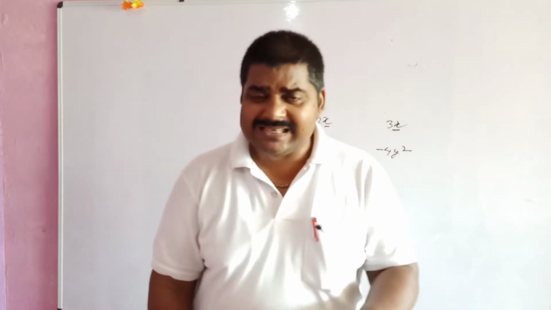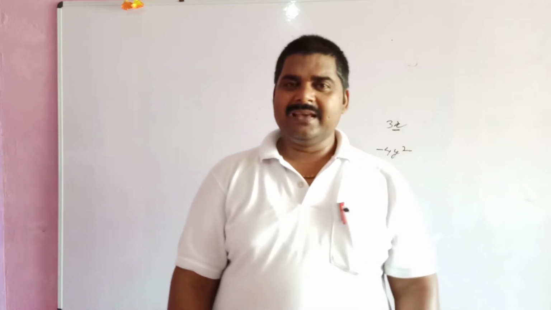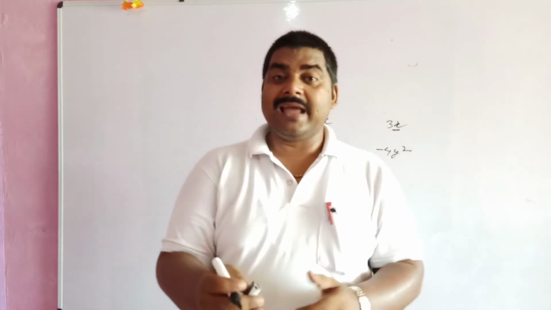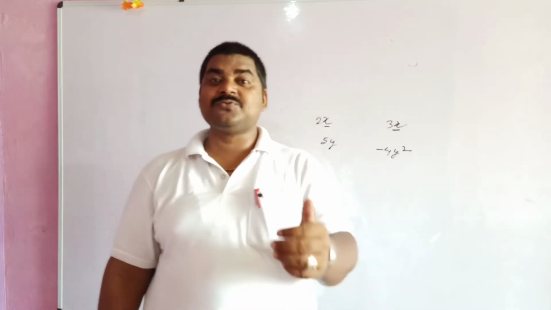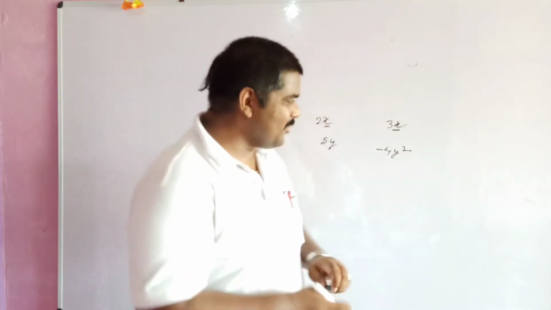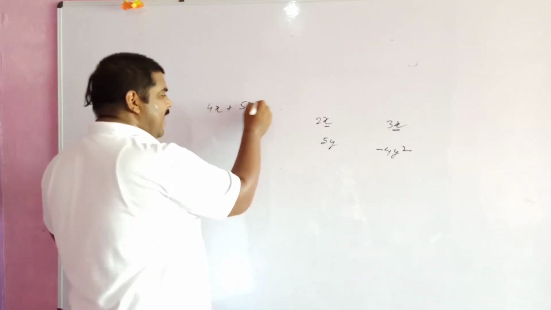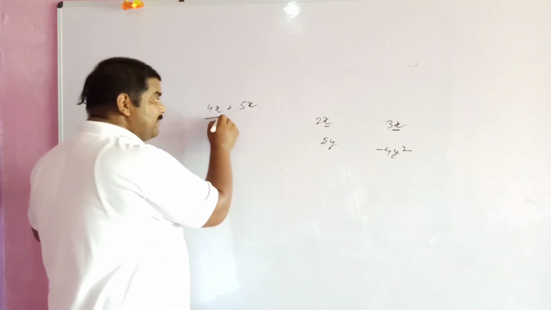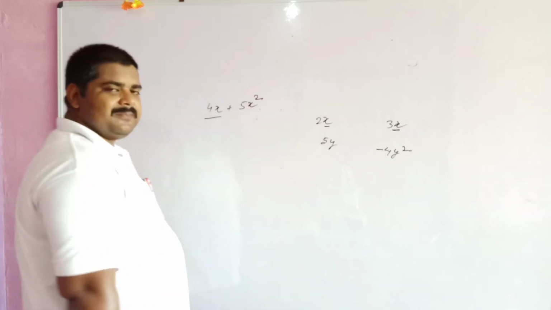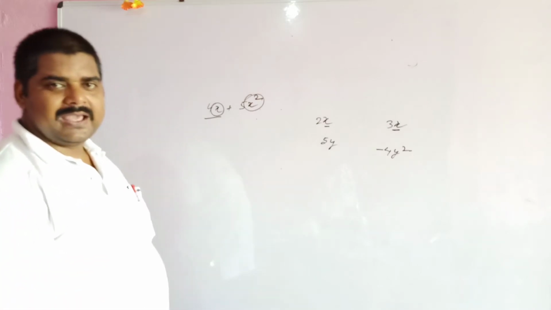Why? Because x is totally different from y, my dear. Similarly, x cannot be added with x squared, x cubed, x raised to the power 4, or x raised to the power n. Any of them you can't add. But 4x plus 5x can be added, whereas 4x plus 5x squared you can't add, because x and x squared are totally different.